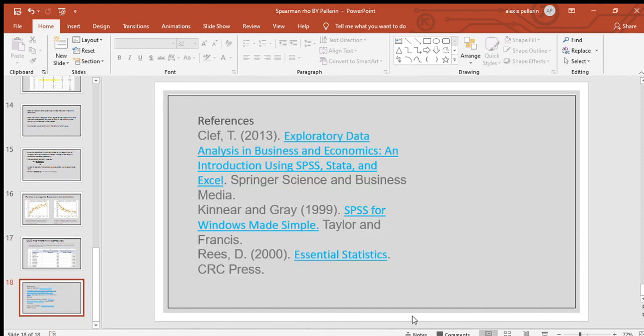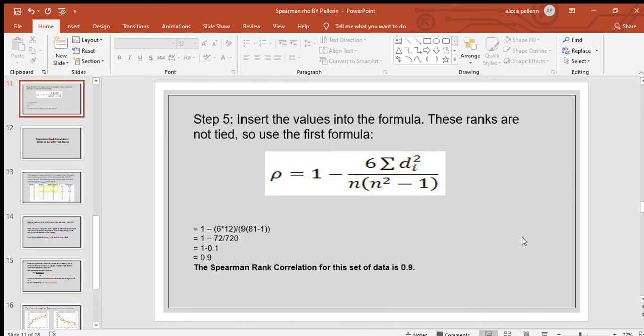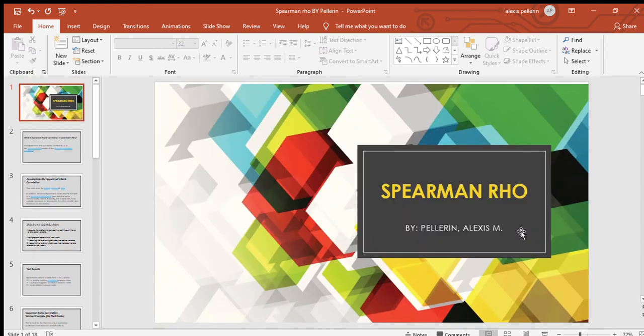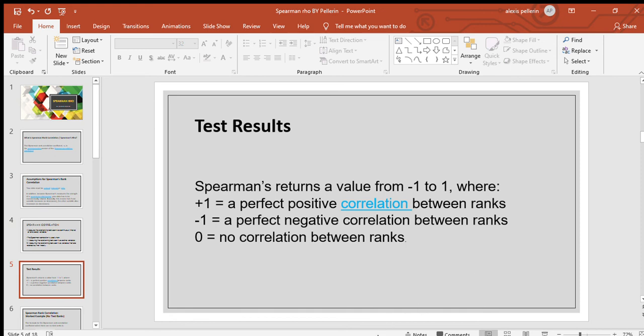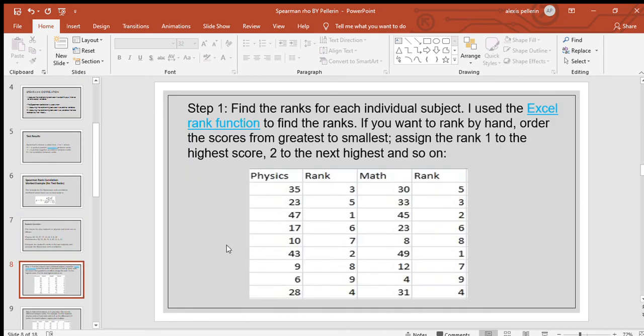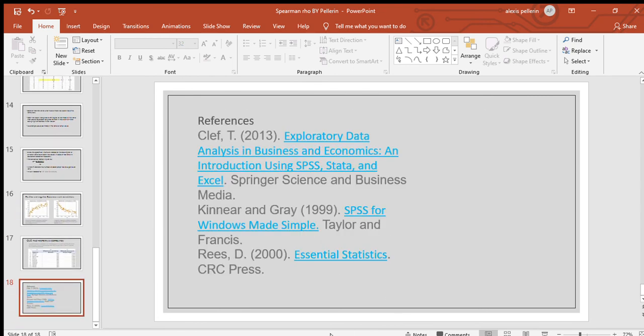And this is all about Spearman's rank correlation. This is the end of my report. Since I cannot use Excel at the same time, I'm going to make another video where I'm using Excel and solving this question or this example here. So I have a second video. This is for my report, and goodbye.